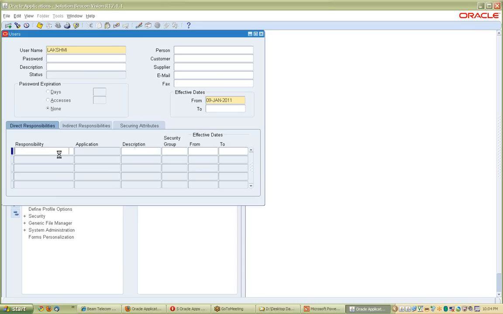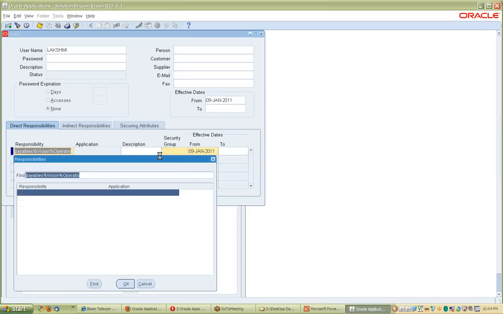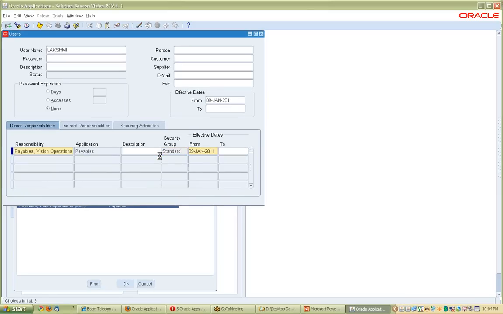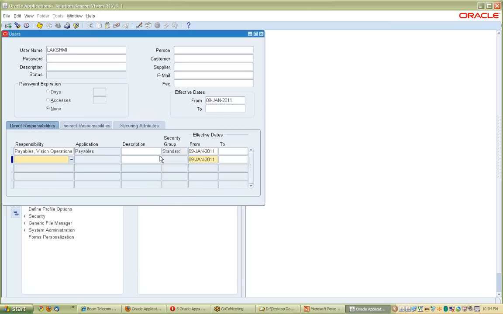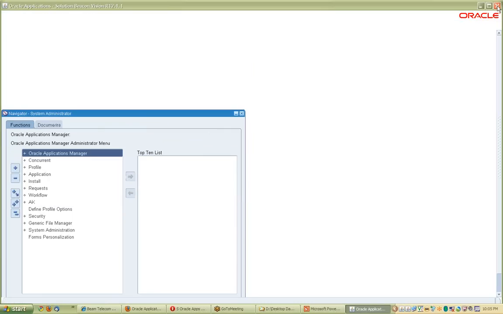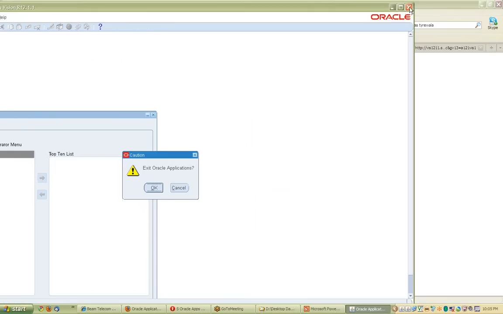Let me click on the responsibility. Payables. Vision Operations is the operating unit that we'll be using. I'll come to the concept of operating unit and legal entity. Let me save. So I created, as a system administrator, a user sign-on with two responsibilities. I will close this one.